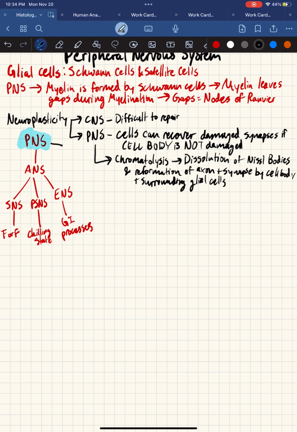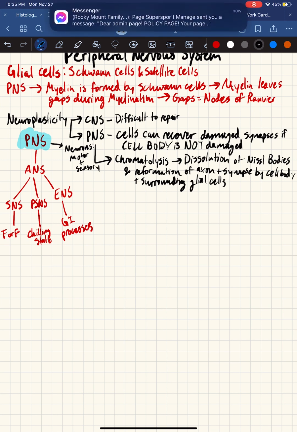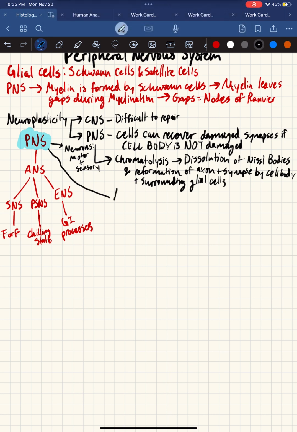Just basic origin story. You know how Batman became Batman because his parents died? Well, the PNS is made of two kinds of neurons. That's its origin story. It's got the motor neurons and sensory neurons. Take a wild guess as to what those two do. I'm not going to answer that for you. You should know.